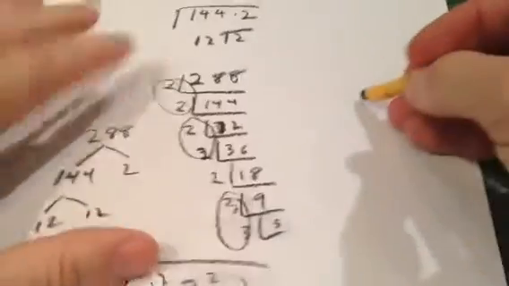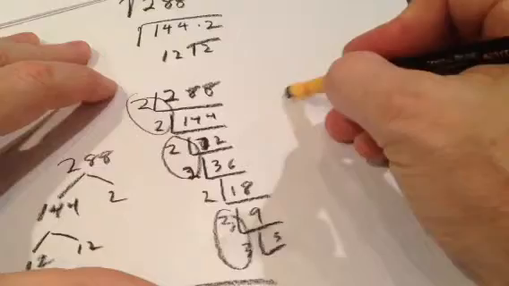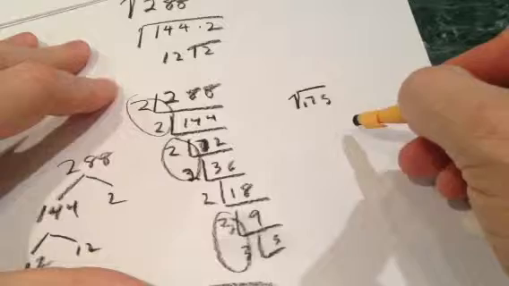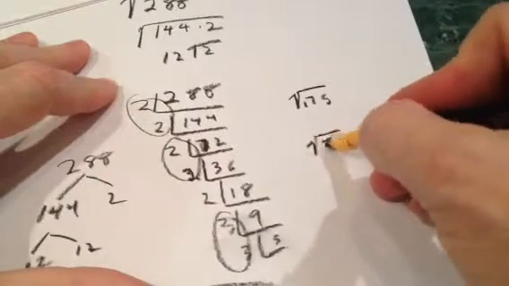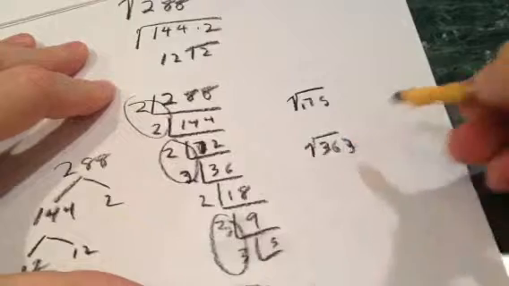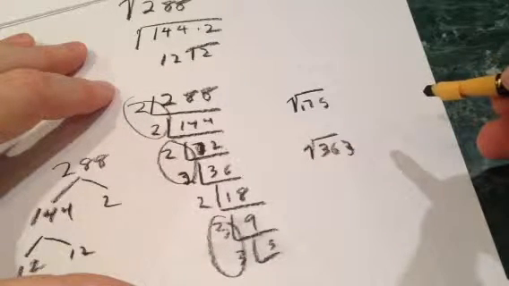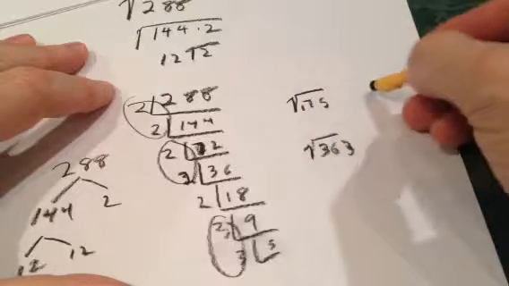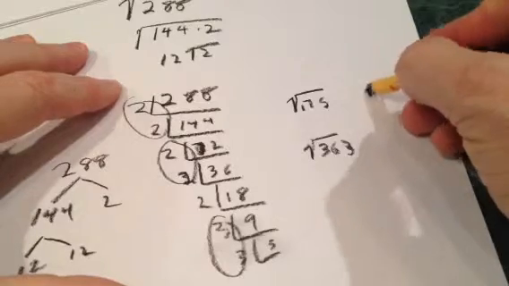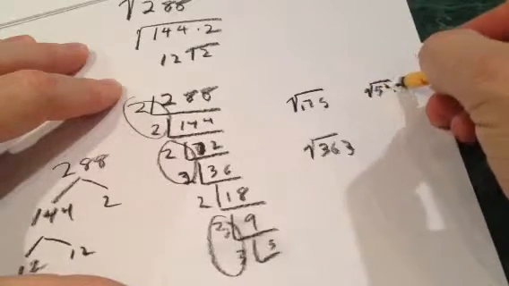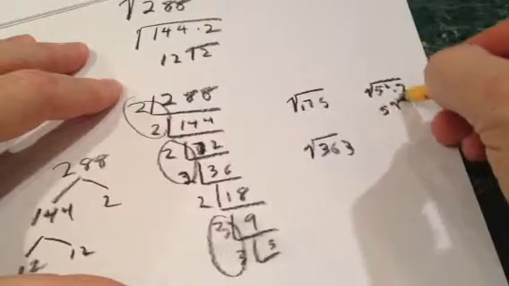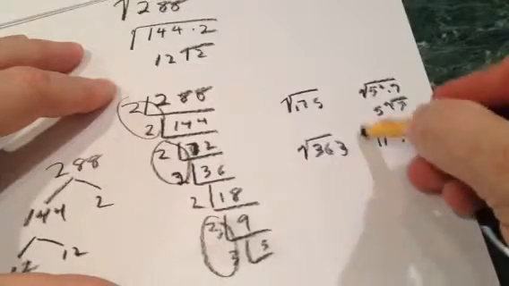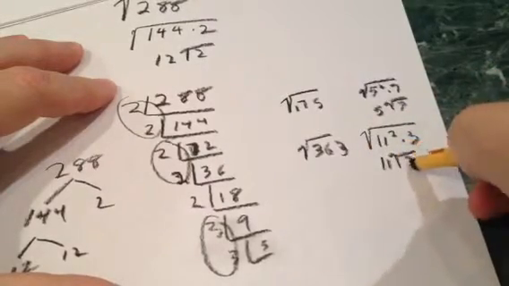If you want to try some on your own, I'll give you two more. The square root of 175, that's one of them, and the other one is the square root of 363. Pause it right here and try those, and then I'm going to write the answers down for you. Did you pause it? Okay, the first basically factors to the square root of 5 squared times 7, so that's 5 root 7. And this other one is 11 squared times 3, so that's 11 root 3.